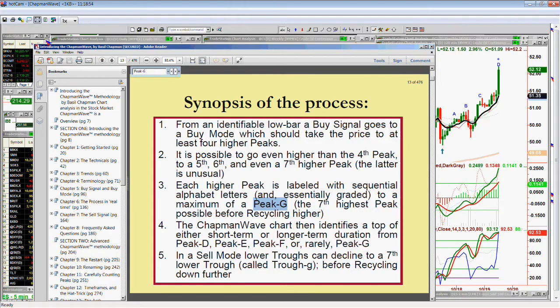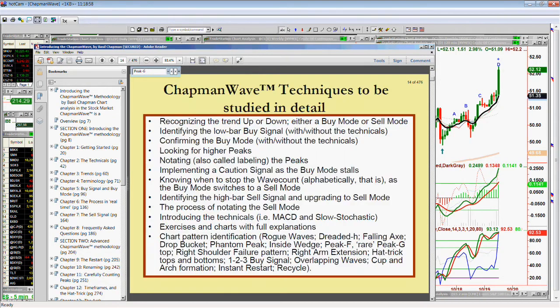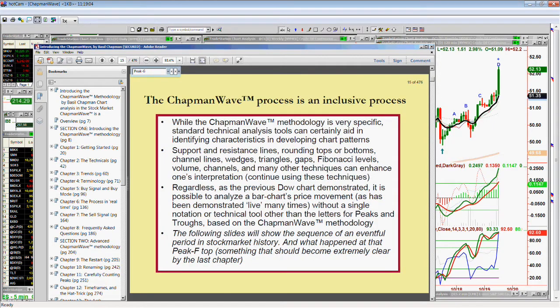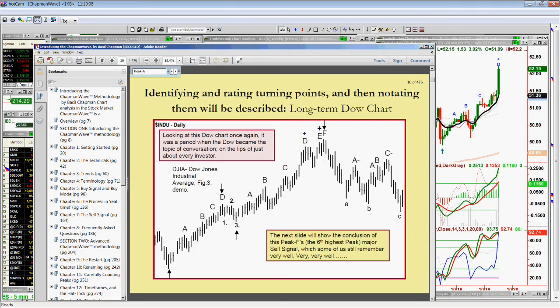Let me just use this. Keep going right there. The next one is peak G. Where's peak G? Should be highlighted. Hey, what happened? I'm just going down step by step. All right, this is it.